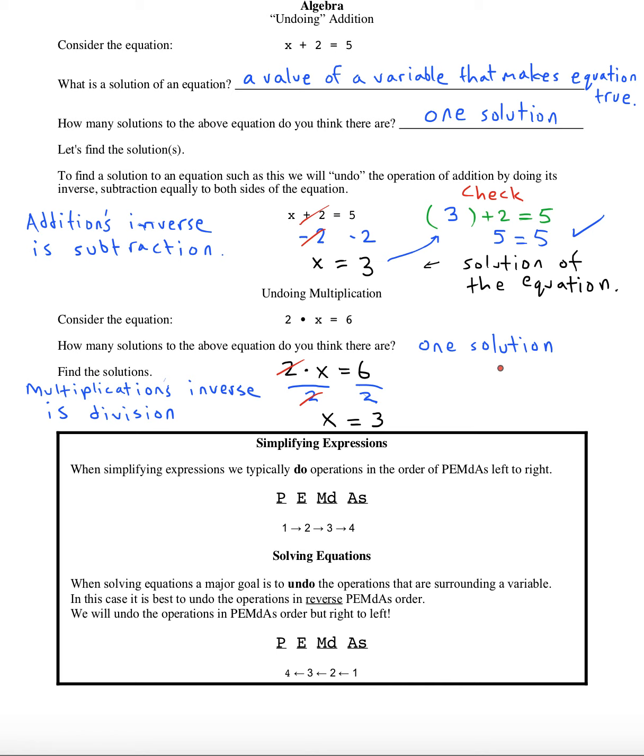Let's check it. Two times something equals 6. Could that something be 3? Yes, 6 equals 6. It checks.